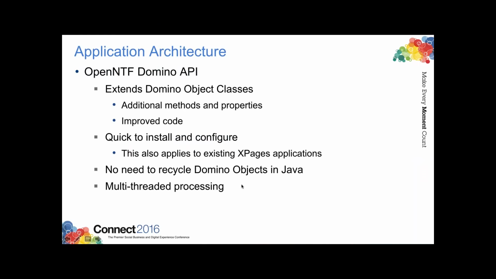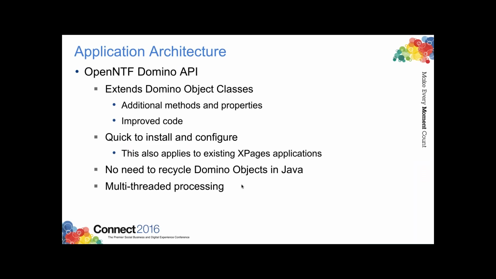The next part of application architecture is the OpenNTF Domino API. Now, I won't steal Paul Withers and Jesse Gallagher's thunder, as their webinar next month is on this, and I'll keep it to a bare minimum. All I can really say is that I do highly recommend it.